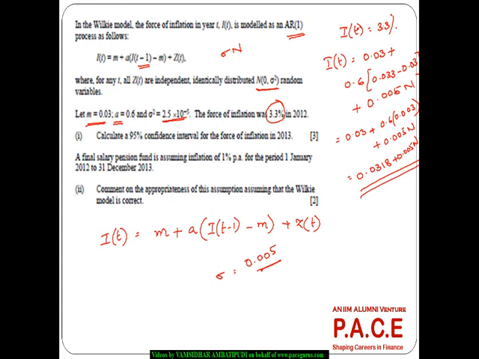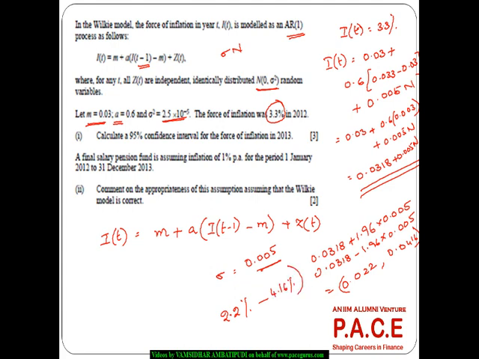The question asks for the 95% confidence interval for the force of inflation. So to find the 95% confidence interval, it is 0.0318 plus 1.96 times 0.005, or on the other side, 0.0318 minus 1.96 times 0.005. So this is probably lying between 0.022 and 0.0416. Which means the 95% confidence interval for the inflation in the next year is between 2.2% and 4.16%.